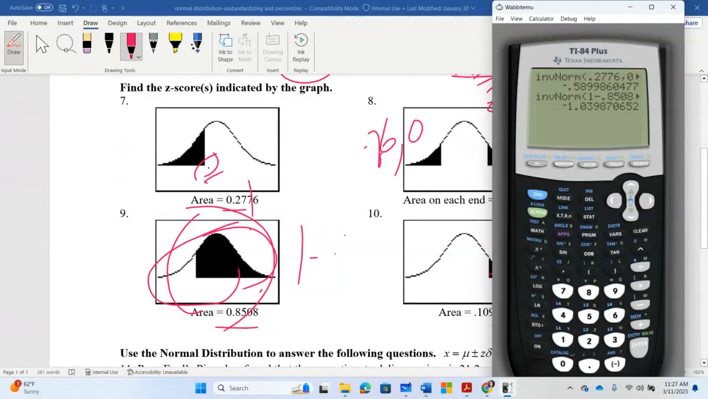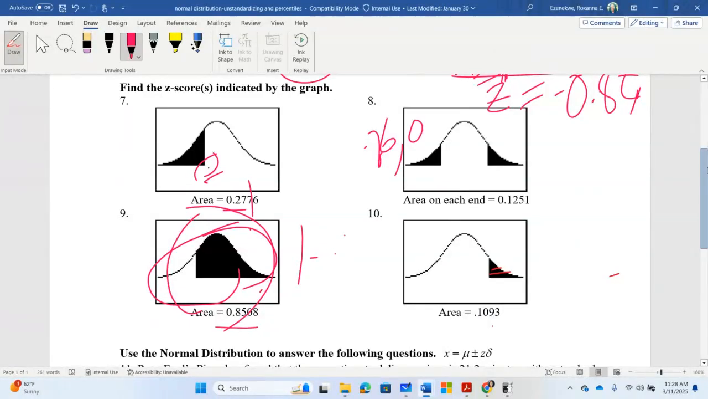And the z-value corresponding to that number is negative 1.03, maybe negative 1.04. Why is it negative? Because the boundary line is on the left-hand side of the mean. Therefore, the z-value corresponding to that is negative 1.04. Okay, so I just want to make sure that we know how to find percentile.